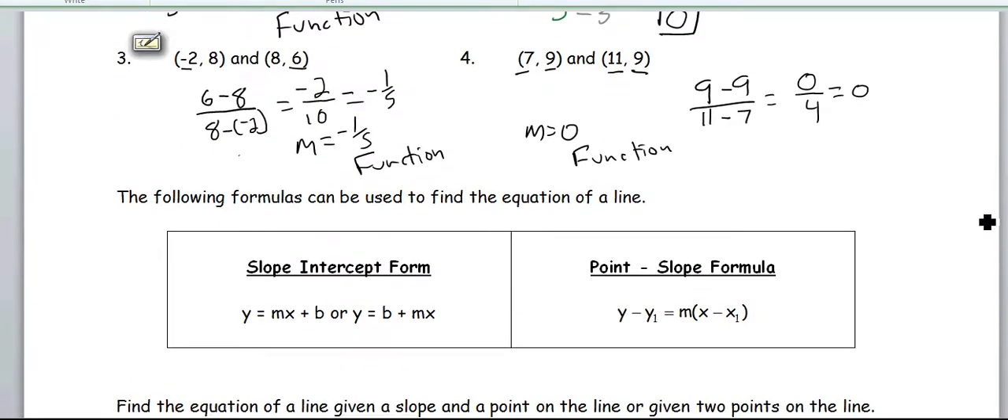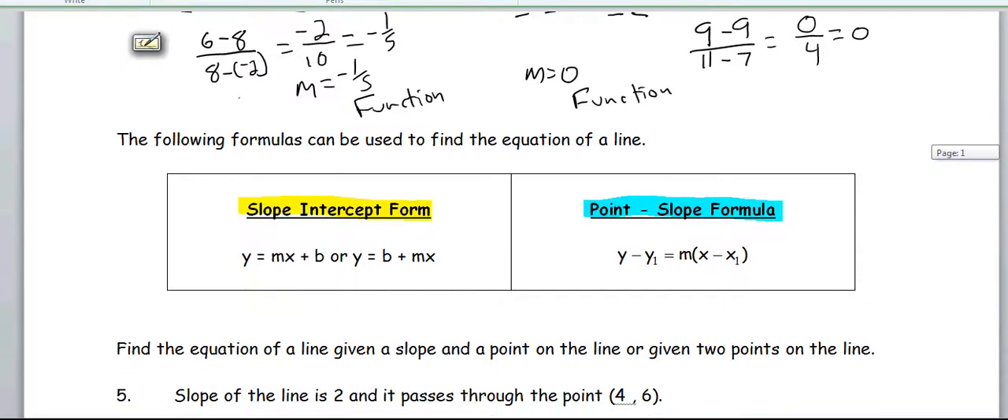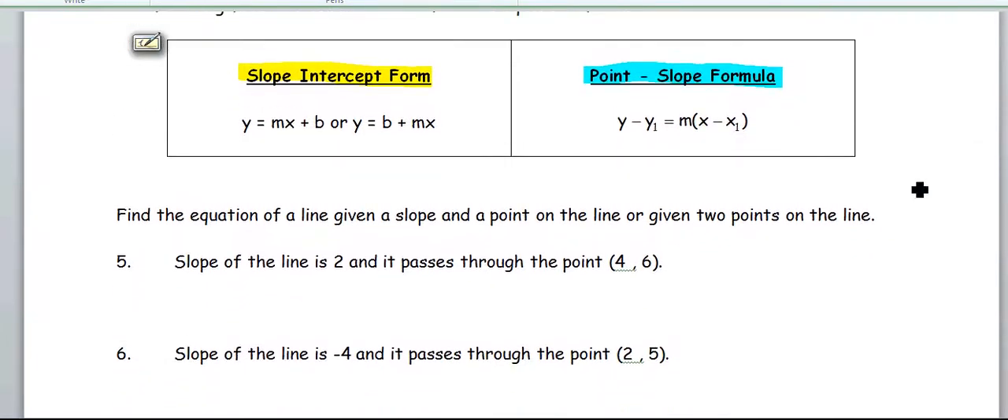All right. We've got a couple of different forms that we're going to use. One is the slope-intercept form, and you must memorize that as y equals mx plus b or y equals b plus mx. And then we have point slope form, which if you have one point and you know what the slope is, you can use this form. Let's see how we can get the equations using some of these.